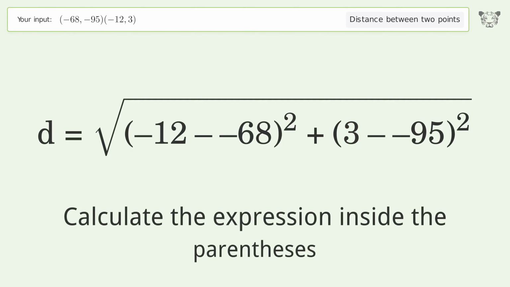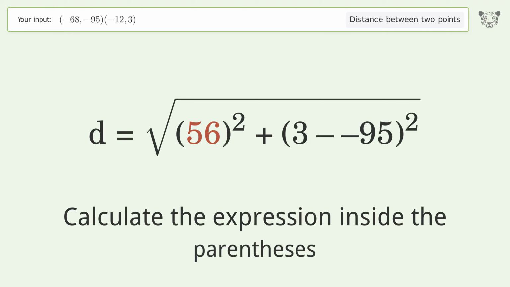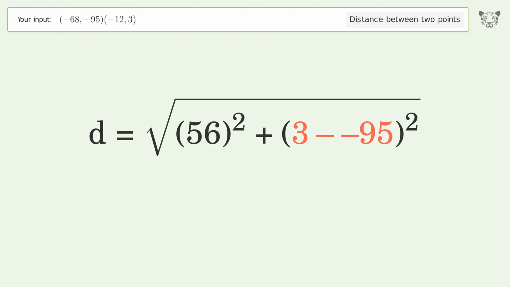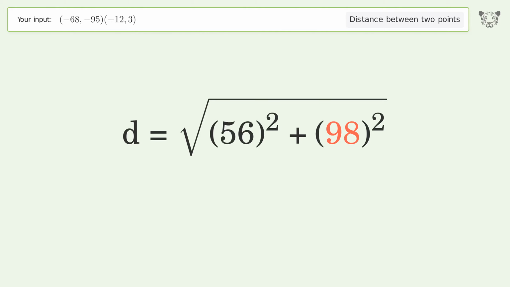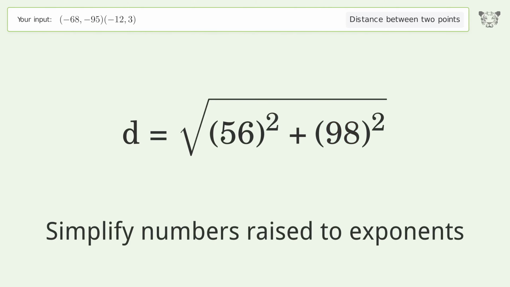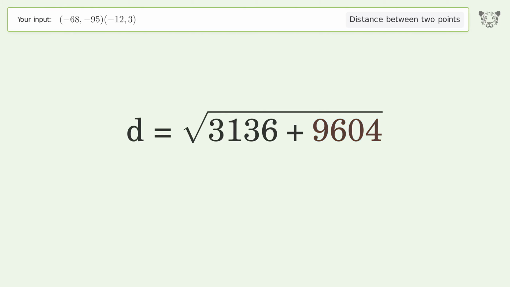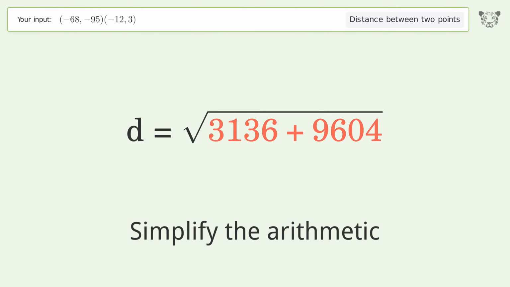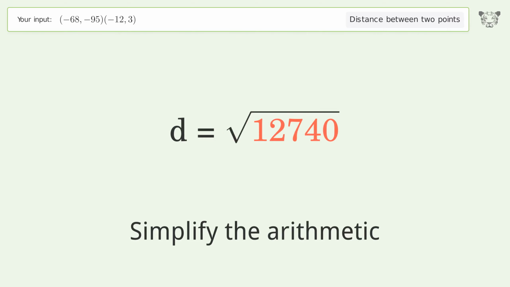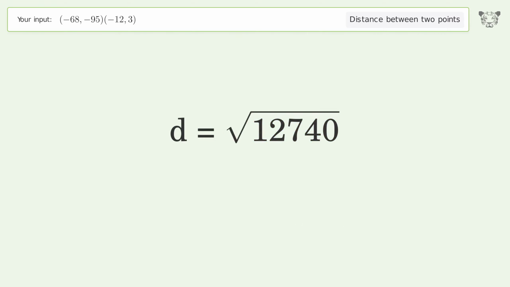Calculate the expression inside the parentheses. Simplify numbers raised to exponents. Simplify the arithmetic. And so the distance between the 2 points is the square root of 12,740, or 112.872.